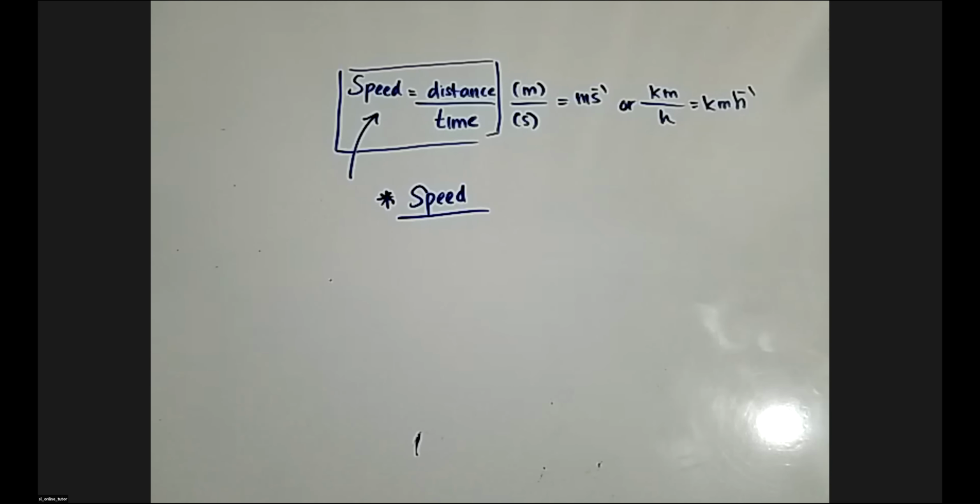Then write the second star mark. The first asterisk is about speed. The definition, again I'll repeat it: distance traveled by a moving object in a unit time. Then put your second asterisk and write uniform speed. I'm going to give you the definition for uniform speed. Write down.